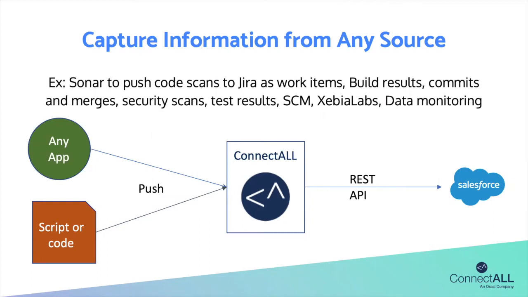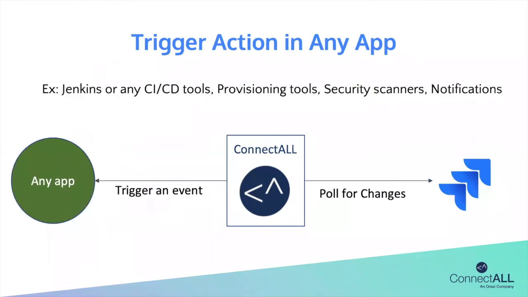So I could have a script doing some information and capturing information in delivery and then push it through. My monitoring tools, a lot of times they have that ability as well. And then also the ability to trigger events using ConnectALL. So I could log into my planning tool, put in a task, ConnectALL could see that task and trigger events. For example, I could submit my code, put a task in Jira, and say build, and it would go build that for me, going all the way to Jenkins.